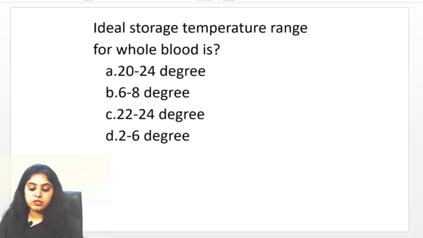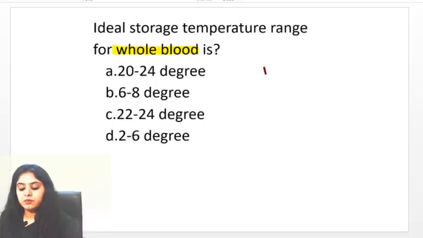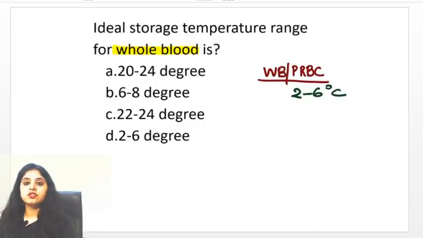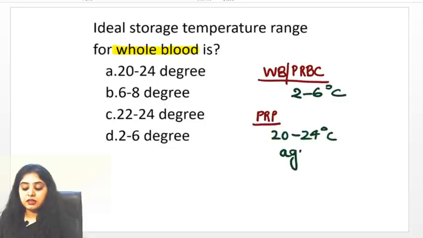Moving on to the next question, the very much expected question, blood banking. Ideal storage temperature range for whole blood. So first let me tell you, whenever you're dealing with whole blood or packed red blood cells, anything to do with red blood cells, you are going to keep it at 2 to 6 degrees Celsius in a refrigerator. When you're dealing with platelets, that is platelet rich plasma, you are going to keep it at 20 to 24 degrees Celsius in a machine known as an agitator.